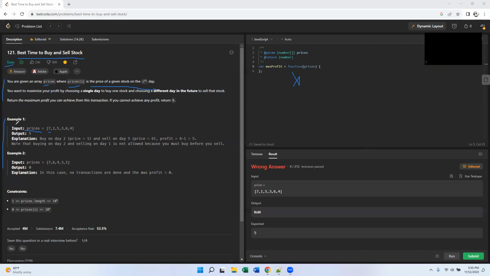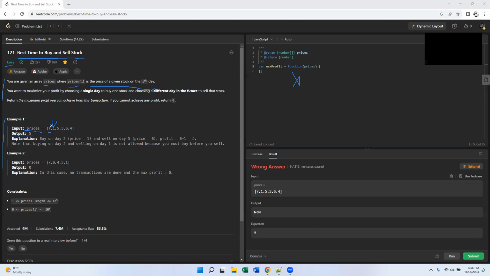So let's go through the example once. In this scenario, we have 7, 1, 5, 3, 6, 4. Then why is the output 5? It says if we buy on day 2, which is the price 1, and sell on day 5, where the price was 6, then we get the profit, which is nothing but 6 minus 1, which is 5. And it says this is the maximum profit for this given scenario. And that's why it's returning this answer.